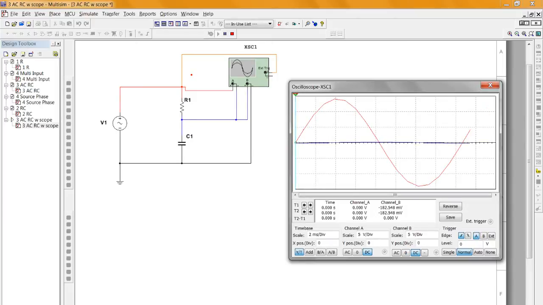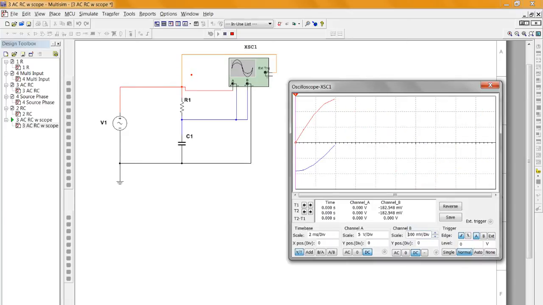But look at this blue. The blue one is too small. The voltage on the capacitor is too small for me to actually see what's going on. So I'm going to go over to channel B, and I'm going to change my voltage scale until I can see that. So here's the red one. I can tell it's red because that lead is red.